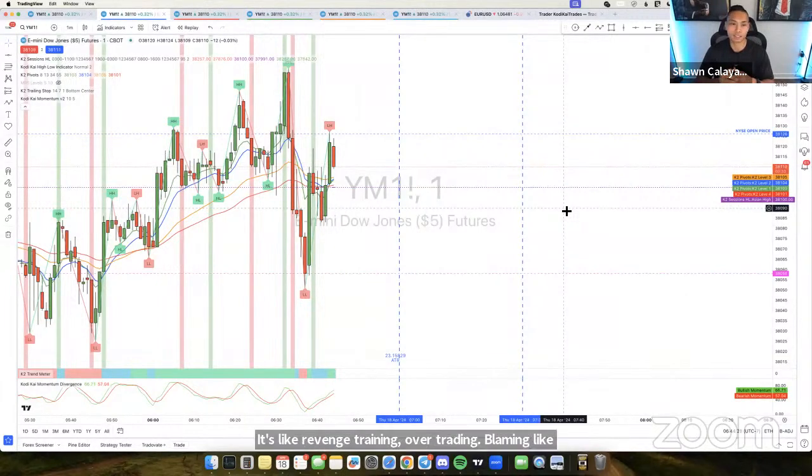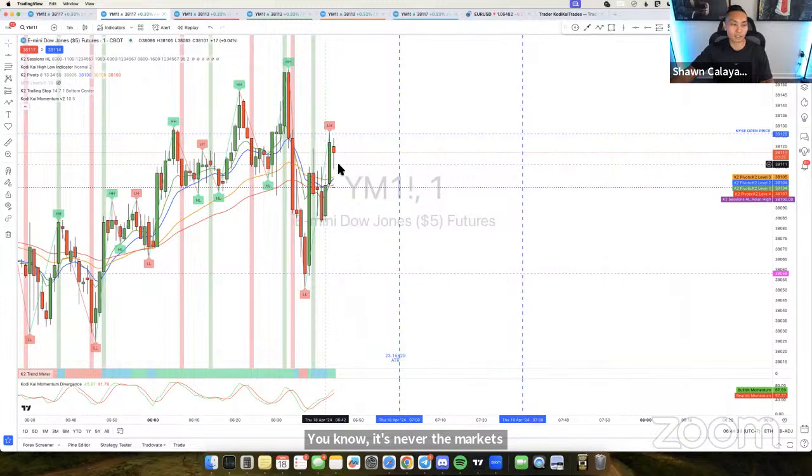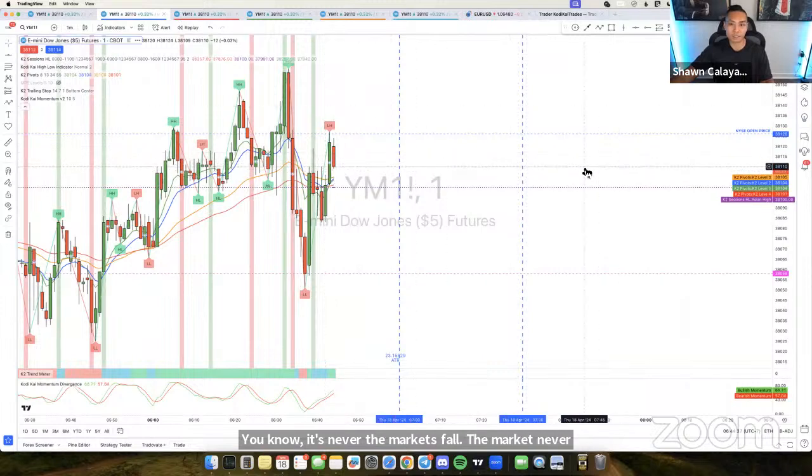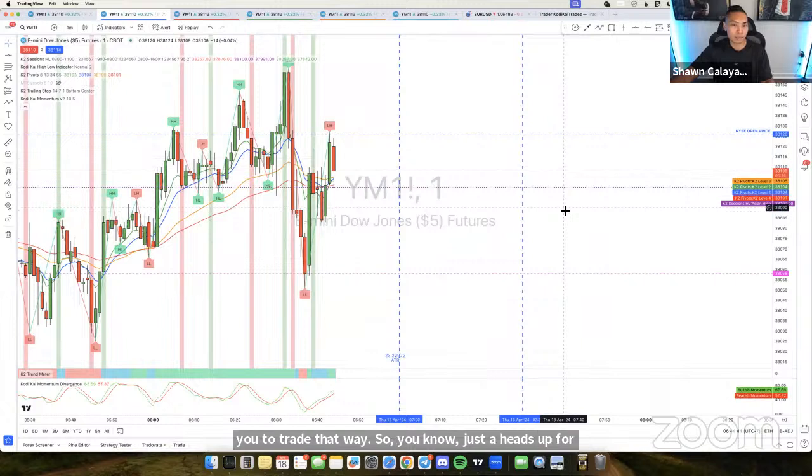It's never the market's fault. The market never forces you to trade. It's your trading psychology, it's your greed, your emotions that force you to trade that way. So, just a heads up for you guys here, a lot of you new traders, you just got to take responsibility. And whenever you make mistakes, make sure to take note of it.